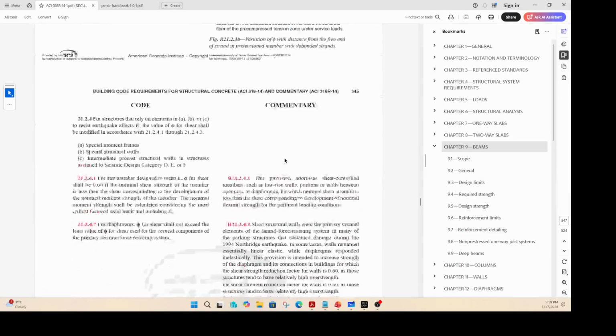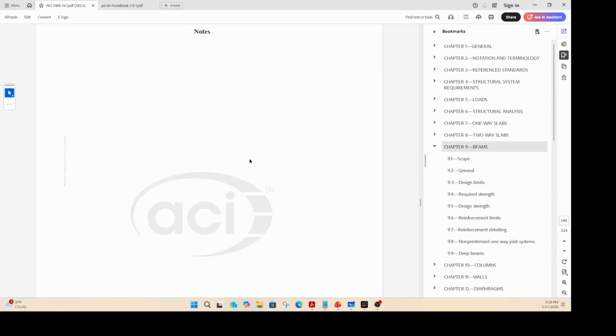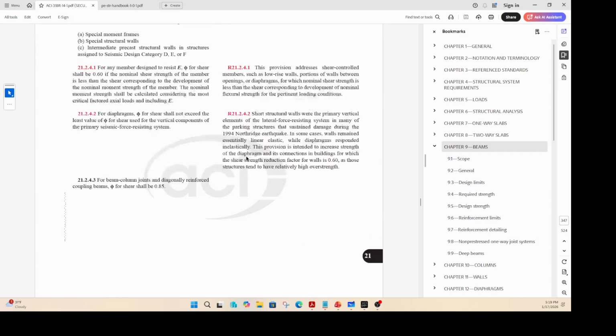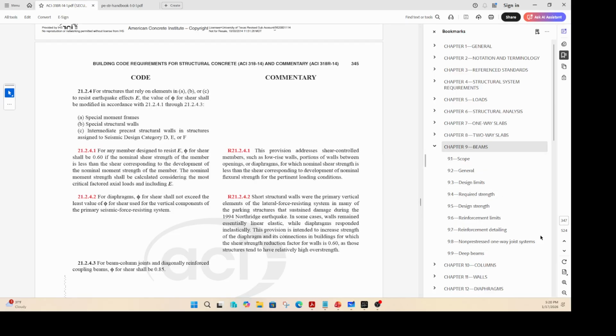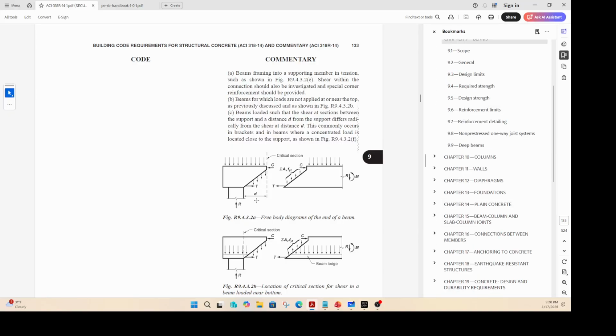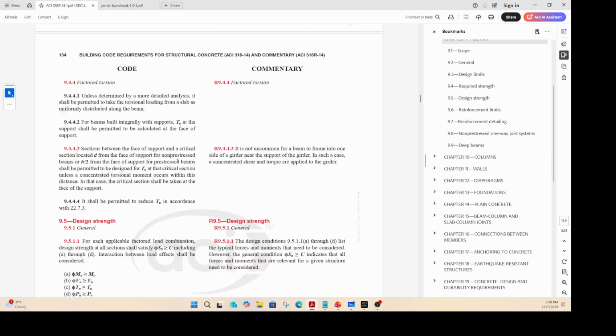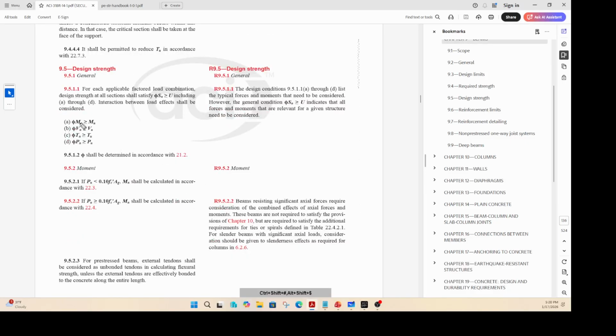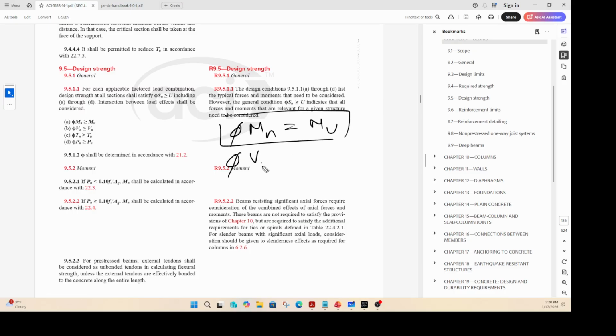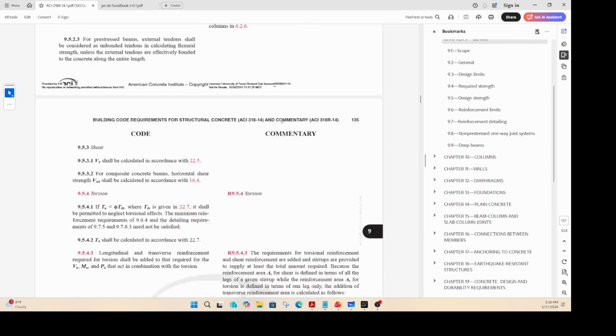Let's see if there's something else important here. We'll go back to the beam section now. Beam was 135. So we found out how we can calculate the phi value, right? Once the phi value is known, if we know how to calculate the nominal strength, then we are almost there. If you know how to calculate your shear, you compare those two things and we are almost there. Same thing for torsion and all that. Okay.